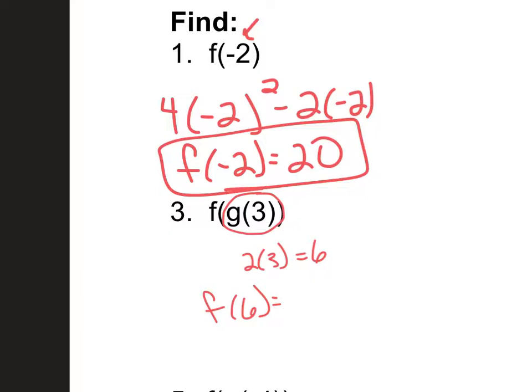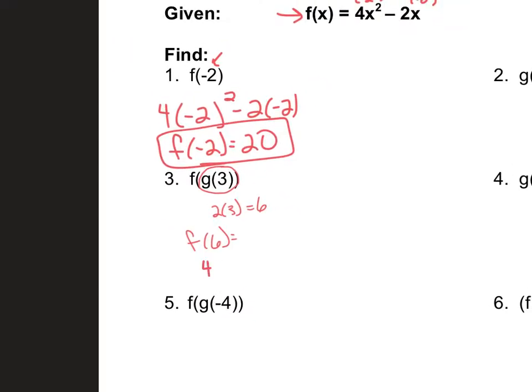So that would be, let's see, I got to see the equation. 4 times 6 squared minus 2 times 6. And if you throw that in your calculator, you should get 32. So just be careful and go slow.